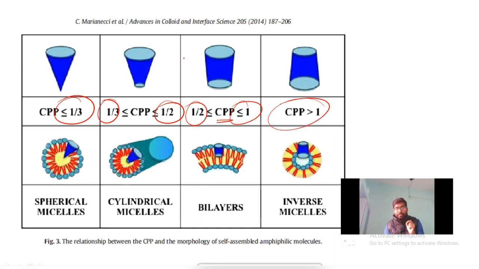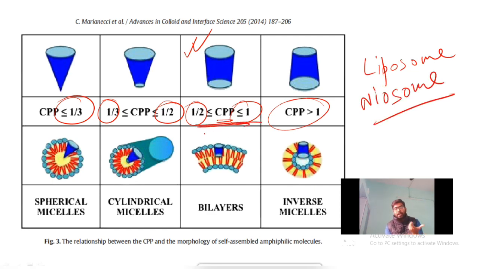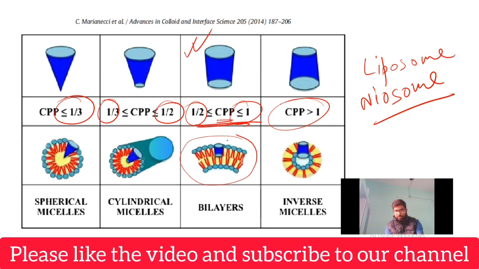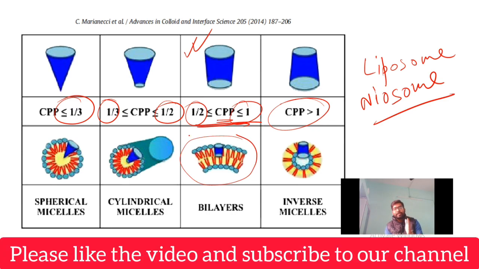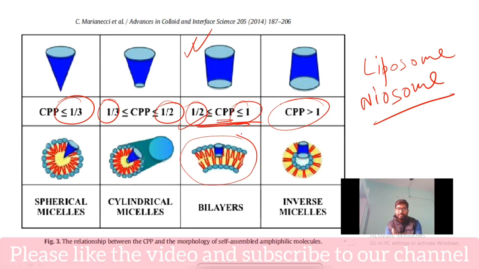But in case of bilayer formation, I mean bilayer formation means liposome formation. Liposome is a bilayer structure, and for niosome formation the CPP value must be half to 1. That means greater than half and less than 1. You can see the structure of the bilayer. Okay, so to form bilayer structure, the CPP value should be greater than half and less than 1.